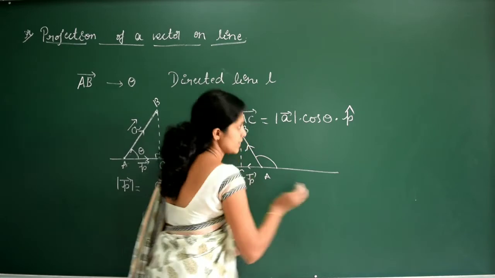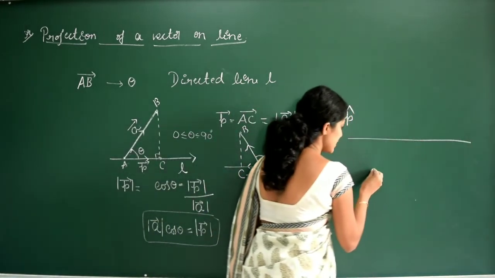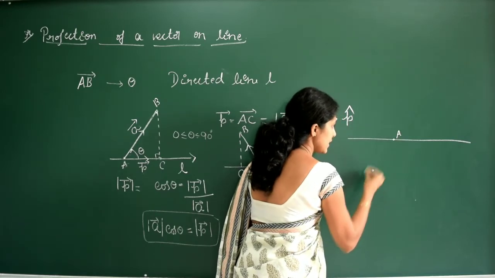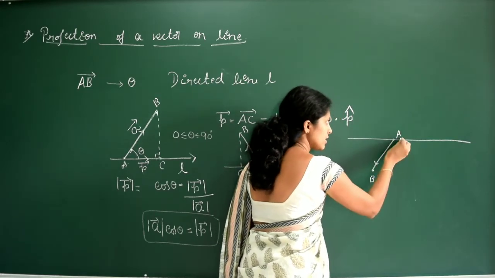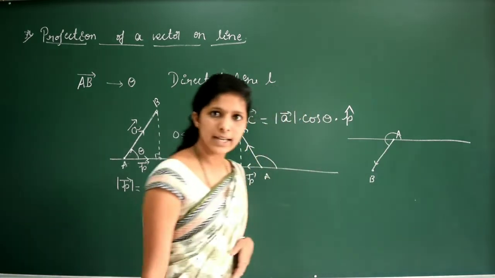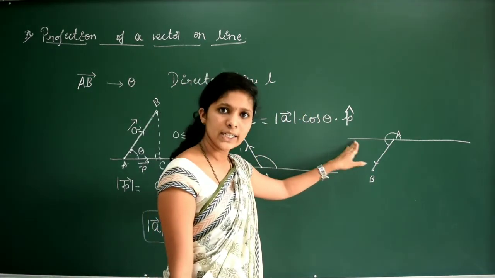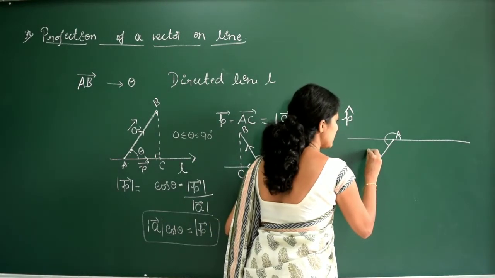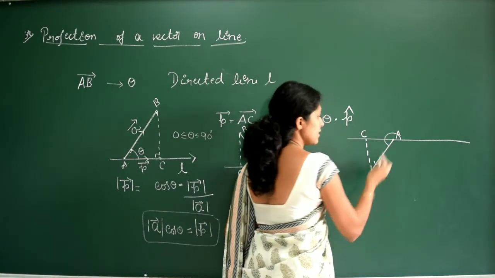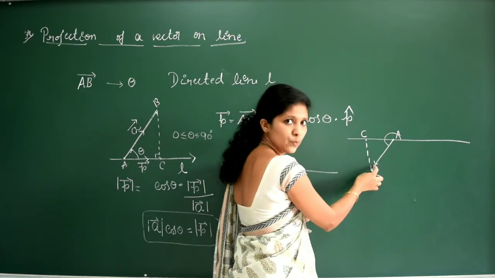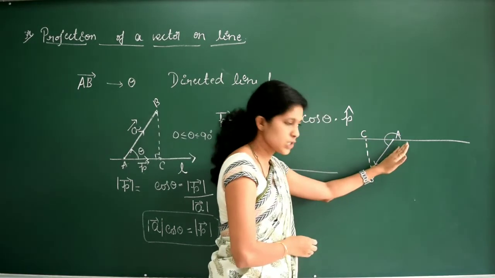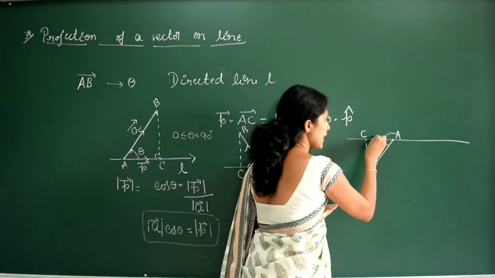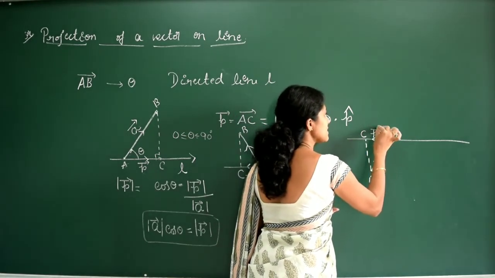If it is in the third quadrant, this is point A and this is point B, so this is the AB vector. Here you can see this angle is more than 90, between 180 and 270. Now here I have to draw one perpendicular, so this will be C. Is it clear? The projection of AB vector on a directed line L will be AC vector, or we can write this as P vector.